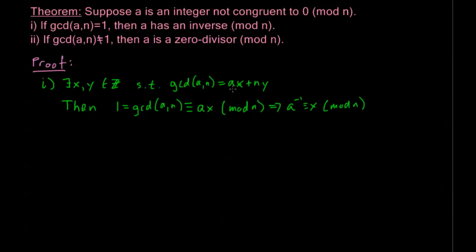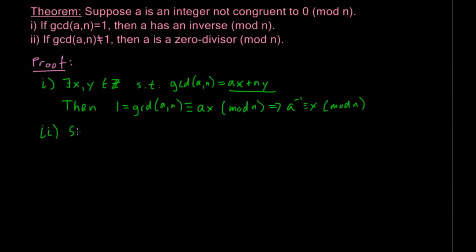And we can find it, this is key, we can find it by using the linear combination of the GCD. We can find the inverse. That's how we're going to find it later. But let's finish this proof out. Part 2, if the GCD is not 1, then a is a zero divisor. So this one's a little bit more tricky, but not too bad.